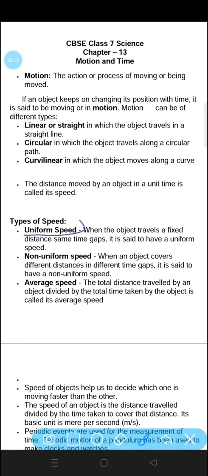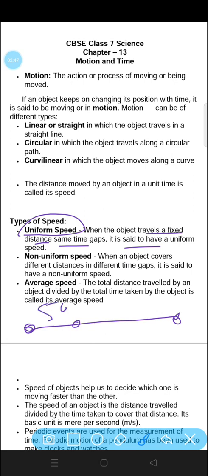The first one is uniform speed. As the name indicates, the speed is uniform. When the object travels a fixed distance in the same time gaps, and the fixed distance is being traveled in the same time, it is said to have a uniform motion. For example, if a vehicle is traveling from one place to another and it is traveling every 50 kilometers in 1 hour, first 50 kilometers in 1 hour, again 50 kilometers in 1 hour, again 50 kilometers in 1 hour, then we can say it has the uniform speed of 50 kilometer per hour. This is what uniform speed is.